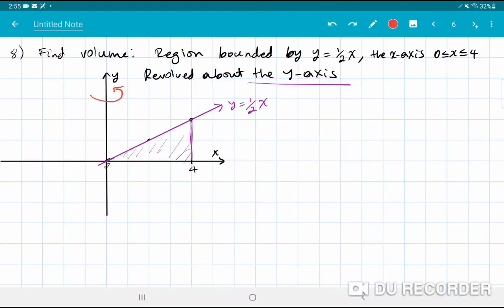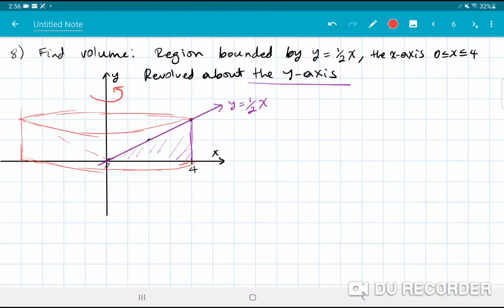Okay? So what we're going to get is something that kind of looks like a nice big cylinder where a cone is taken out from the center. The cylinder is a big cylinder, radius 4, but then we have a cone that's taken out.